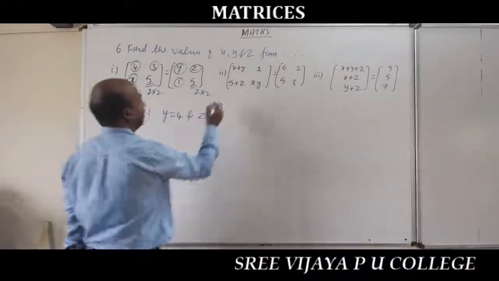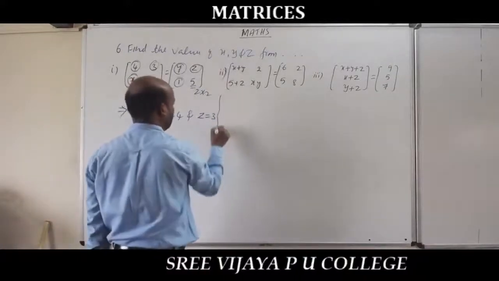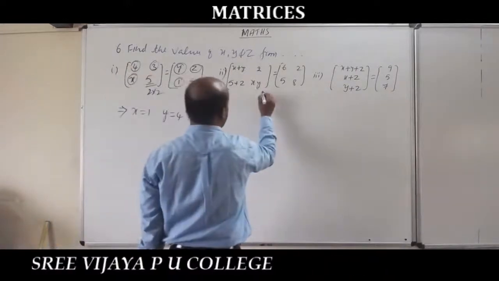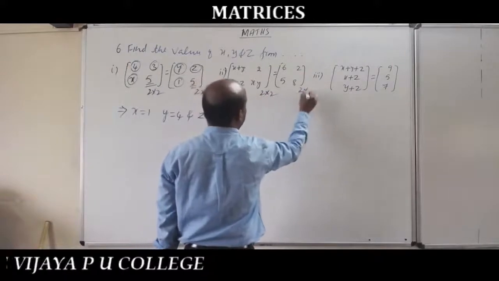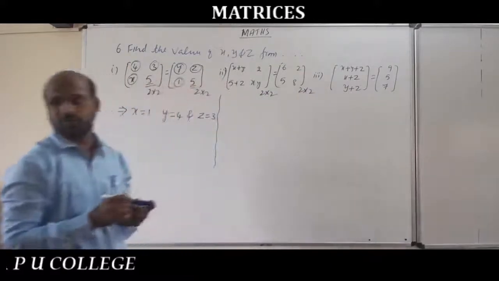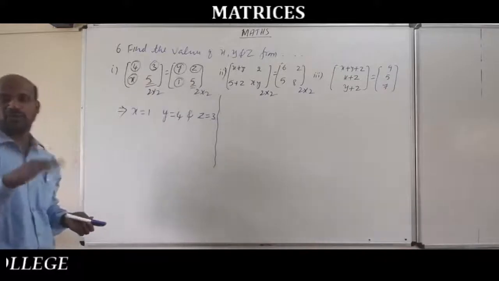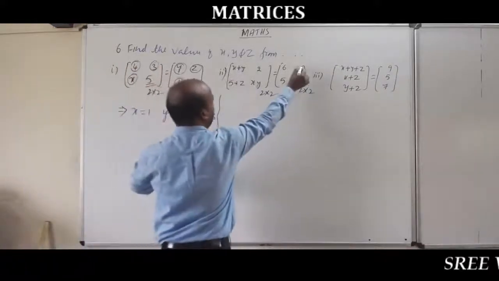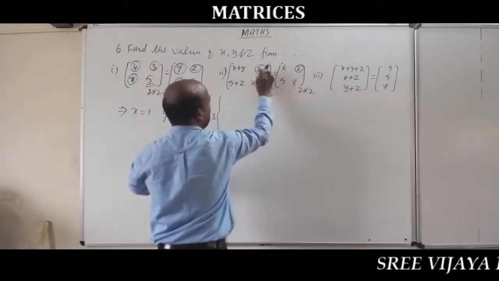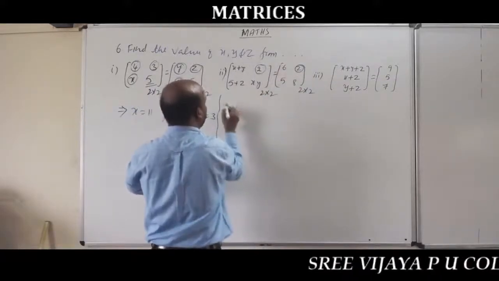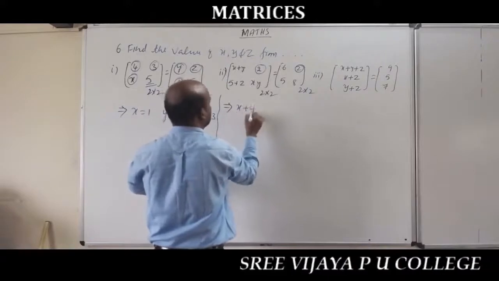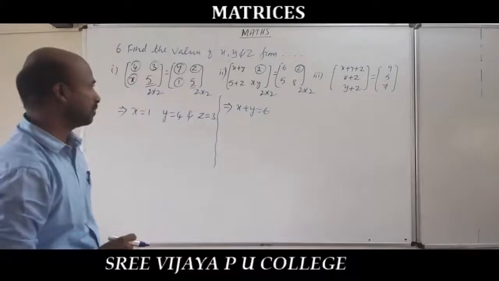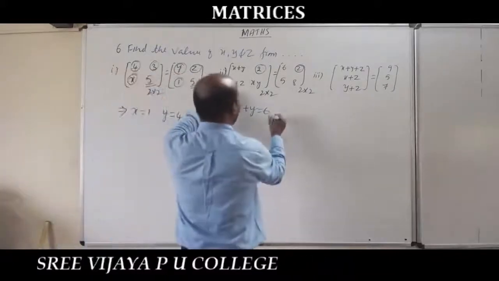And the second one. This matrix LHS is a matrix of order 2 by 2, RHS is again a matrix of order 2 by 2. Obviously the corresponding elements must be the same. It implies x plus y is equal to 6.